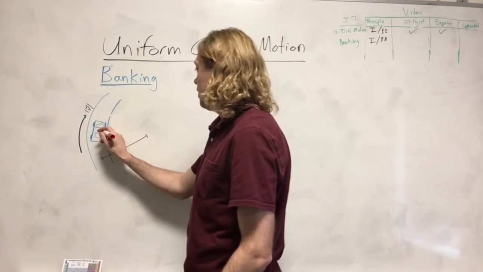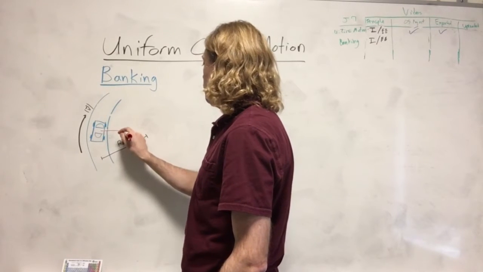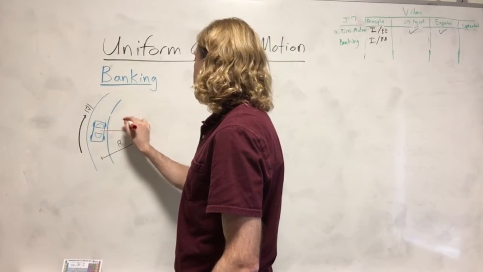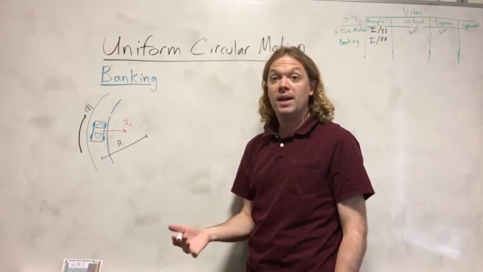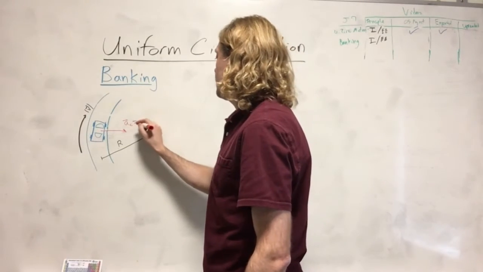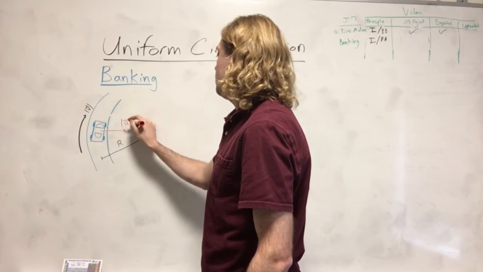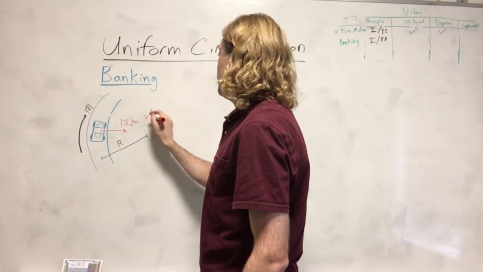I can draw that on, towards the center of the circle, a_c. And we also know what the magnitude of that acceleration is. With magnitude signs around it, it's v squared over r.